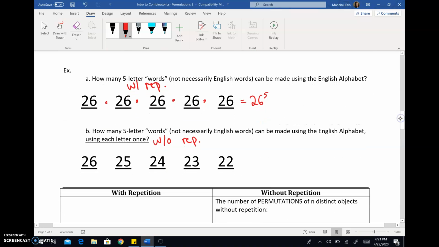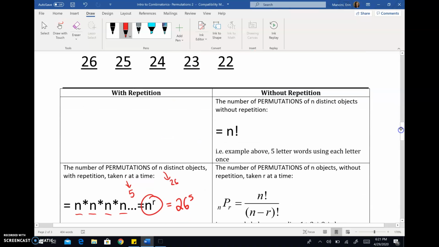Choose to know both, but I want you to understand why it is what it is, and that's why I do the blank method first. Our second example, though, is without repetition, so you can't repeat the letters. So we'd be in the second column here.